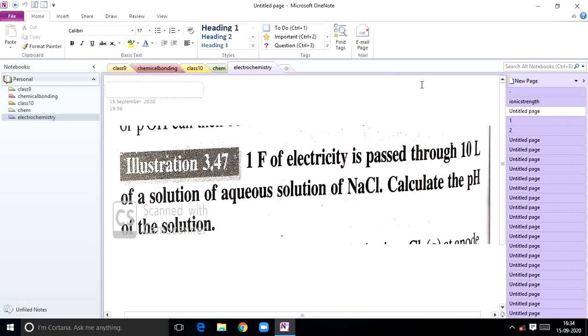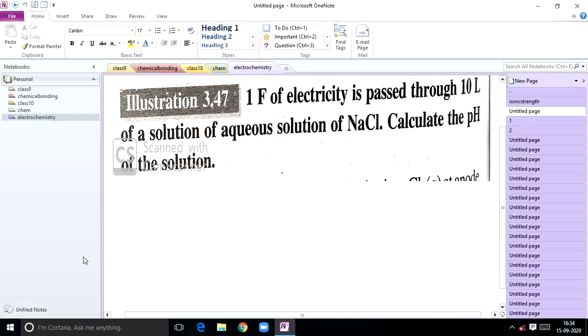Next, 1 Faraday of electricity is passed through 10 liters of an aqueous solution of NaCl. Calculate the pH of the solution. So aqueous NaCl solution on electrolysis.